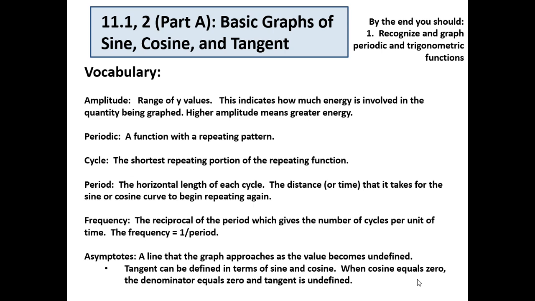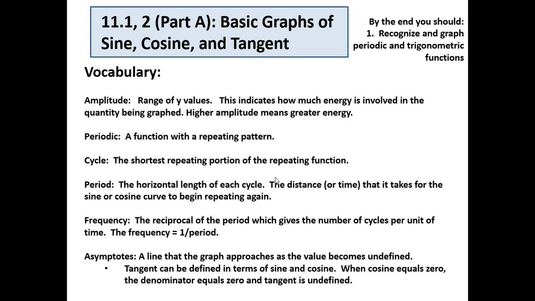Periodic, that's a term that means that the function is going to repeat itself. The cycle is the shortest repeating portion of the repeating function. So a sine and cosine graph repeats itself over and over again. Well, what is one section of it that we can represent as one cycle? The period is the length of each cycle. So it's going to be the distance, or maybe time, if that's what we're using for the x-axis, that it takes for the sine or cosine curve to begin repeating itself.